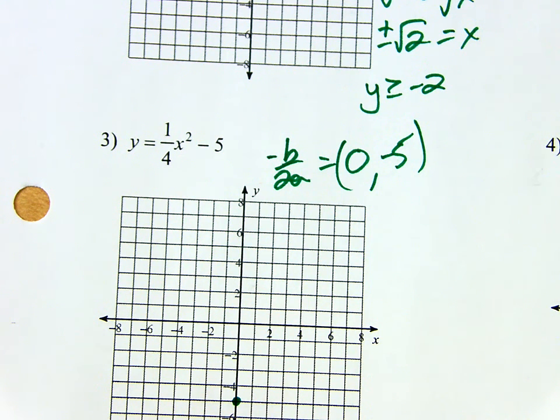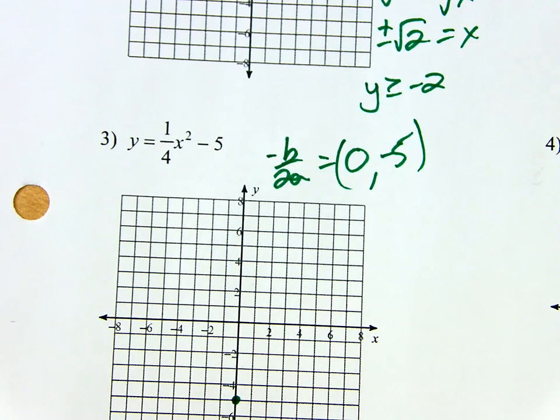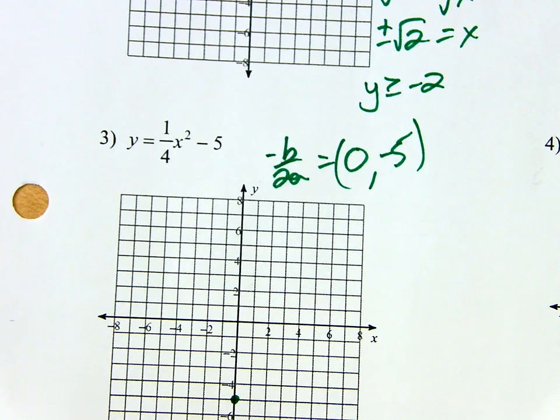We can try and find the x-intercepts. I actually think that they're going to be a little big, though. Like, I think they're going to be off our grid. But we can try and find them. If I asked you what the x-intercepts were, how would you find them?